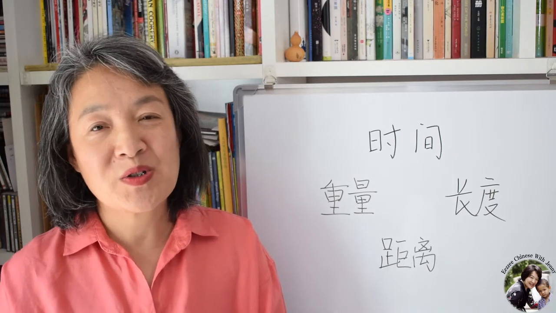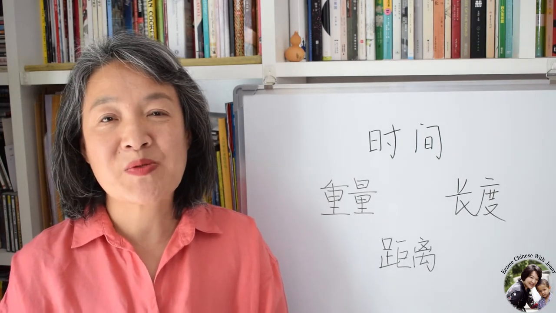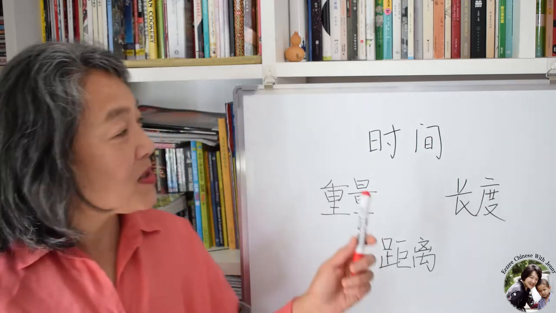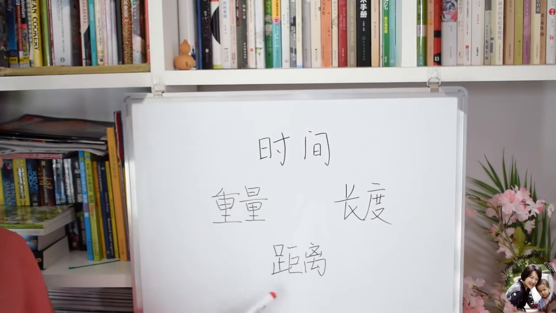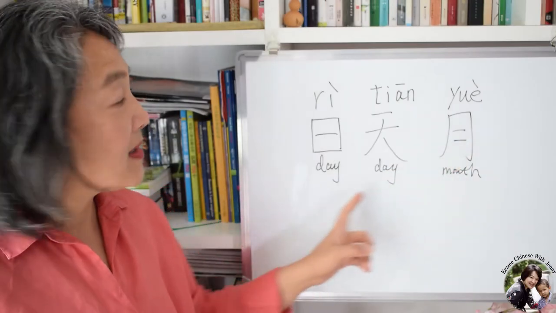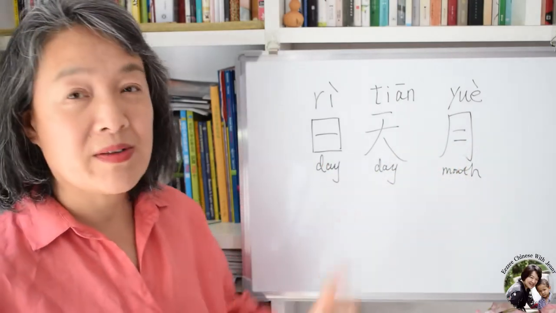Today, we're going to talk about the characters related to measurement. Measurement of time, length, distance, and weight. We have learned these three characters already.